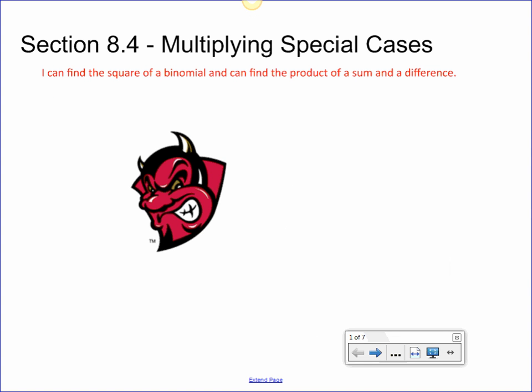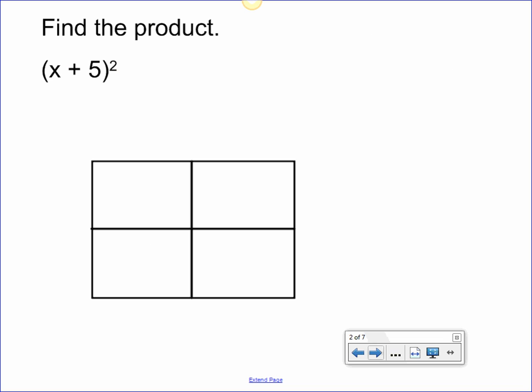Okay, today we're looking at section 8.4, which is multiplying special cases. Hopefully by the end of the section you can say that I can find the square of a binomial and I can find the product of a sum and a difference. So let's look at a few today.